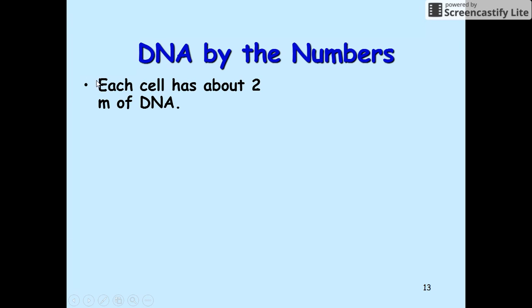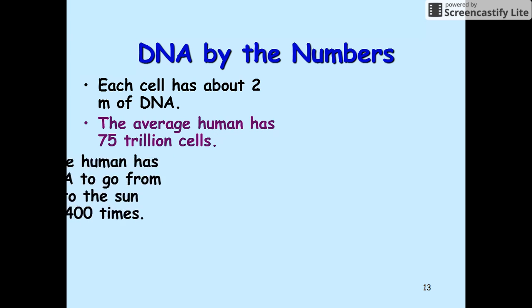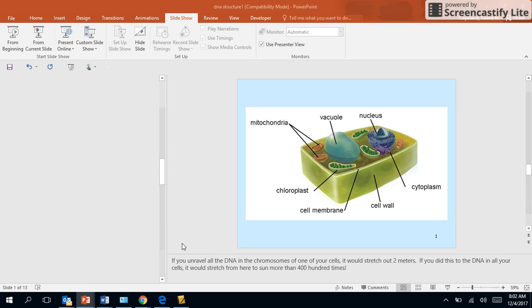So remember, each cell has about 2 meters of DNA. The average human has 75 trillion cells inside of your body, which means that if you stretch out all of our DNA, then we have enough DNA that can go from the earth to the sun more than 400 times. So we have a lot of long DNA inside of our cells. That's it.